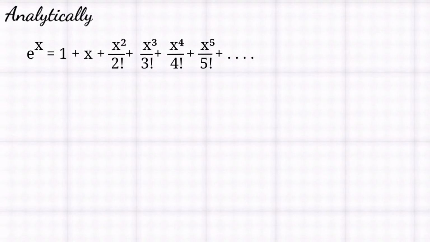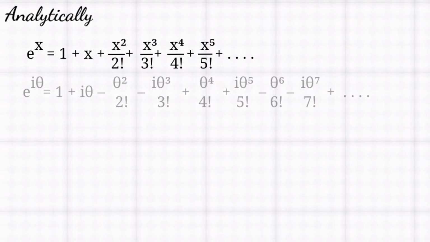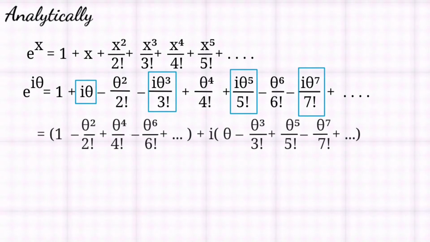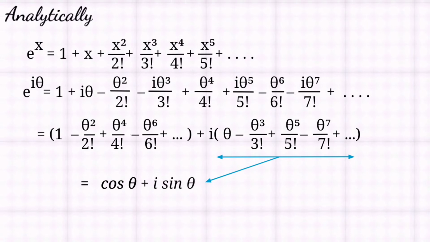Now let's replace x by i theta. Here i is our imaginary number. So if we break the parentheses, we get this expression. Now separate the terms which contain i. Then we are left with this. Now the series within the first parenthesis is nothing but the expansion of cos theta, and the next series is the expansion of sin theta.